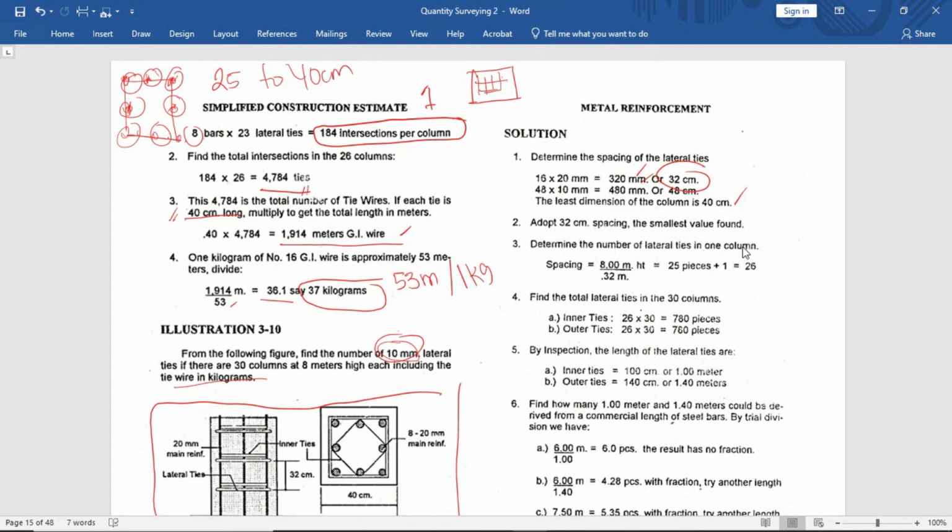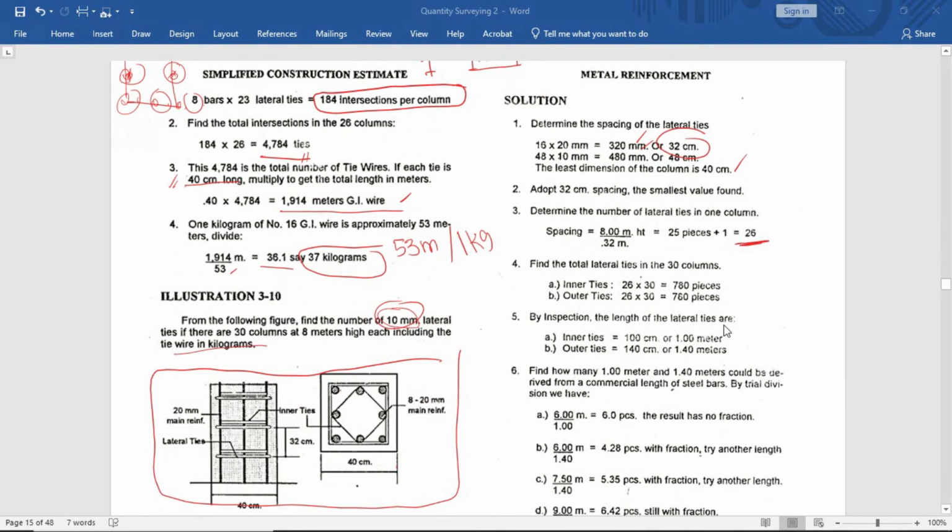So, step 3, determine the number of lateral ties in one column. Unang yung spacing ng ties natin, yung space between lateral ties. So, 8 meters divided by 0.32. 8 meters yung height. So, 25 pieces plus 1 para makuha natin yung number of lateral ties. So, 26 pieces. So, nakuha na natin yung number of lateral ties.